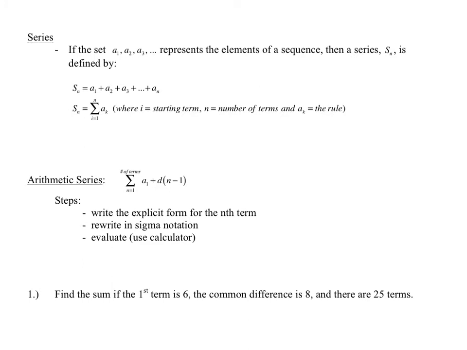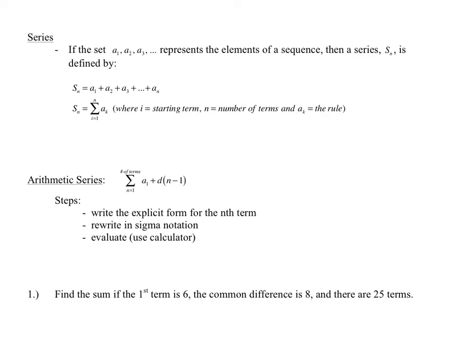On page 12, we're starting today to talk about series. If a sub 1, a sub 2, a sub 3 represents the elements of a sequence, then a series S sub n is defined as follows: S sub n equals the adding of all those elements in a sequence. Therefore, sigma notation is going to be needed.